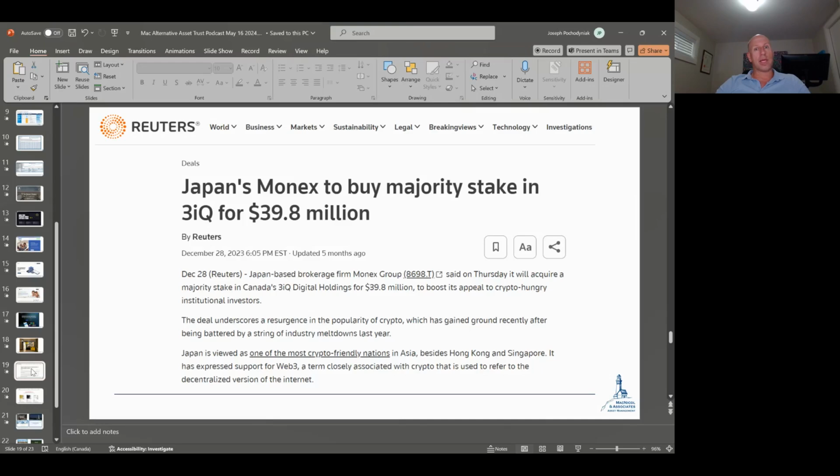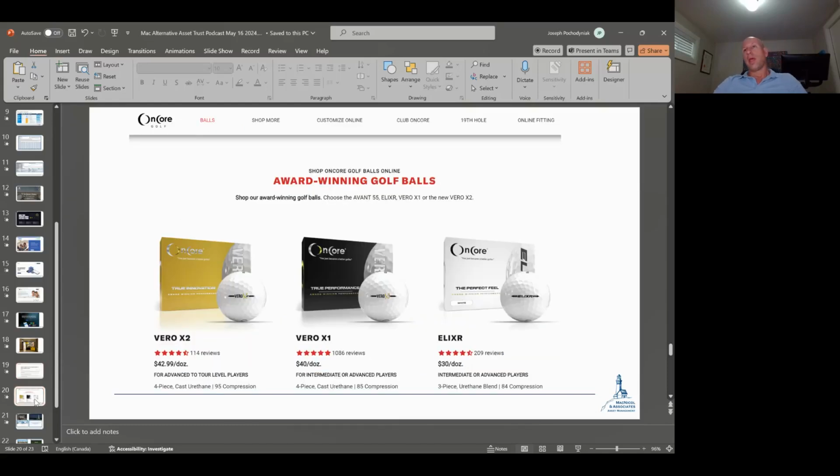And this Japanese group, Monex, Japan, obviously one of the most friendly global cryptocurrency jurisdictions, snapped it up. It says December of 23, but the deal actually closed this April. So really excited about that. And so that is 3IQ.